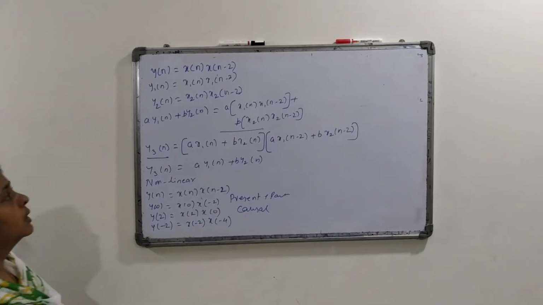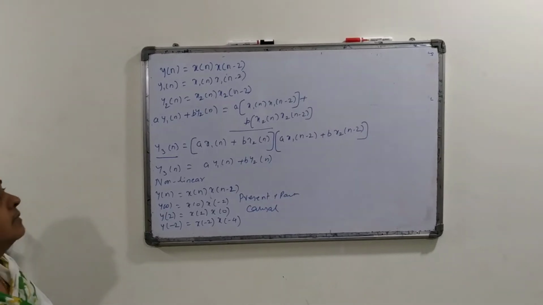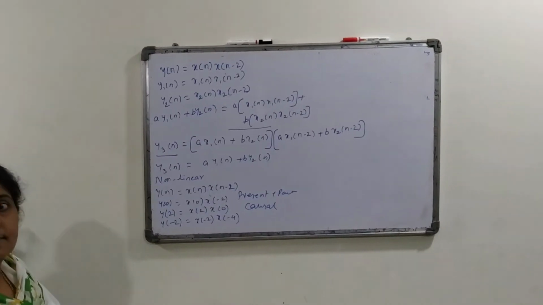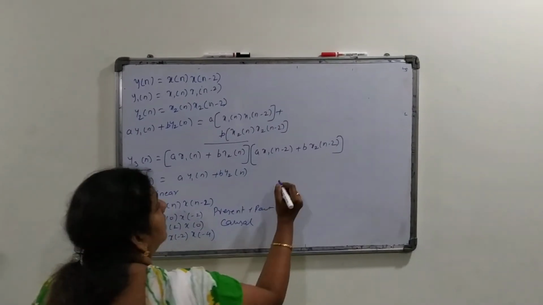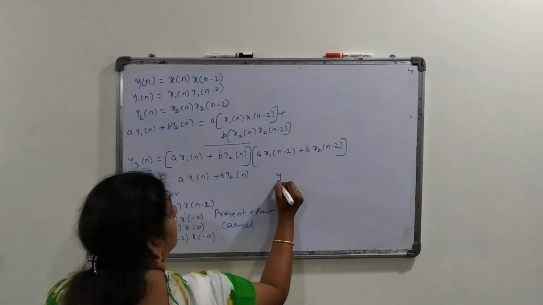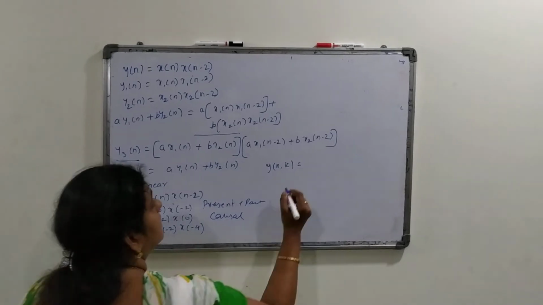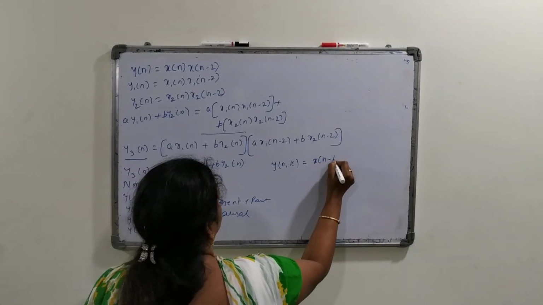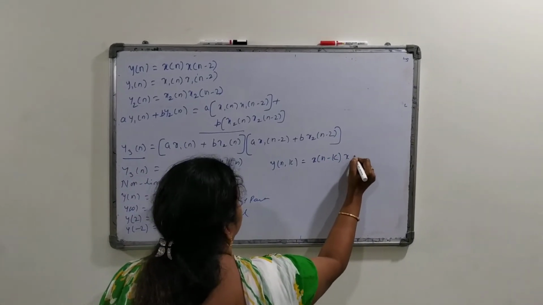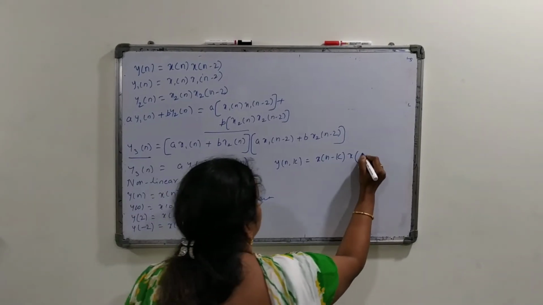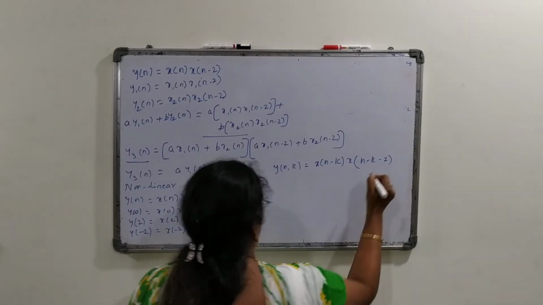Now the next thing we have to check is whether it is time variant or time invariant. For this, you first write down y of n comma k. If you take this, it becomes x of n minus k into x of n minus k minus 2.